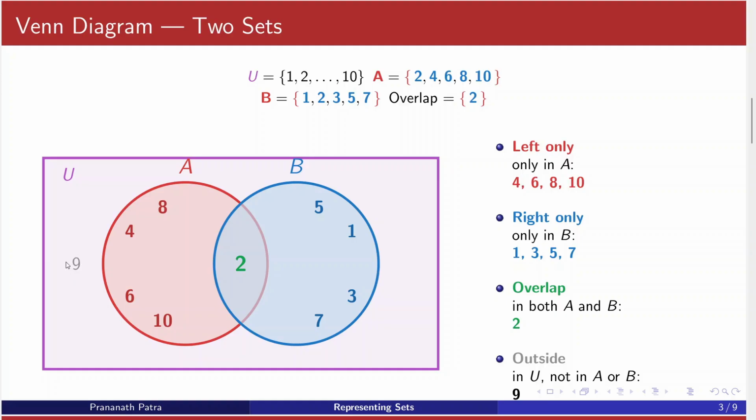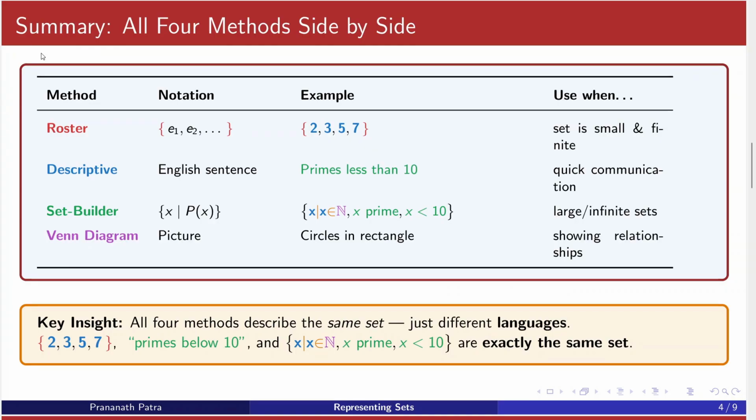Now that we have learned all 4 ways to represent a set, let's look at a summary and put them side by side. Our first method was the roster method. This is where we simply list every element inside curly braces. For example, the set containing 2, 3, 5, and 7. We use this method when our set is relatively small and finite. Our second method was the descriptive method. This is where we just use a plain English sentence. For example, we could just say, primes less than 10.